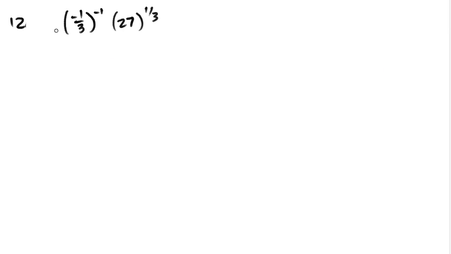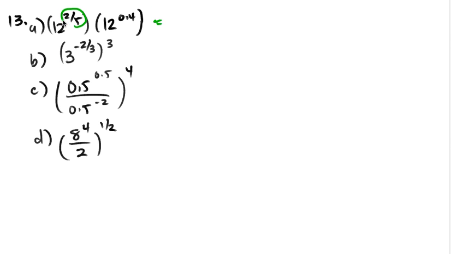12. So mental math and some shortcuts. A negative exponent means flip this fraction over, so you get 3 over negative 1, which is just negative 3, and this is a cube root, and the cube root of 27 is 3, and so you get negative 9. Remember those shortcuts, they're really helpful.